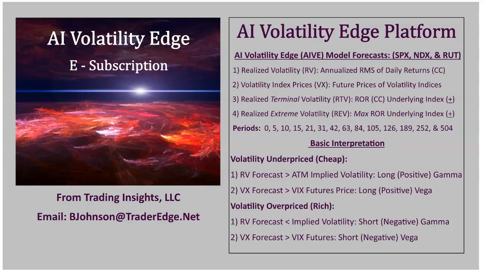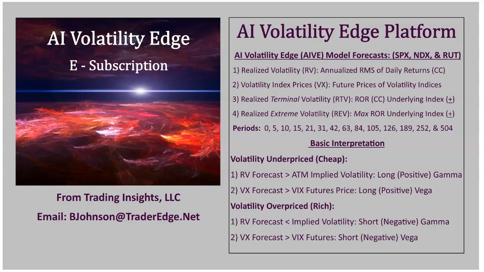Similarly, if the VIX forecast or the volatility index forecast was the same 20%, and let's say the VIX futures price 21 days into the future was only 15%, so we had a 20% forecast, a 15% VIX futures price, and as a result of that, we would expect the VIX futures to go up over that next 21-day period by approximately 5% and hopefully more, and as a result, long Vega strategies would be appropriate.